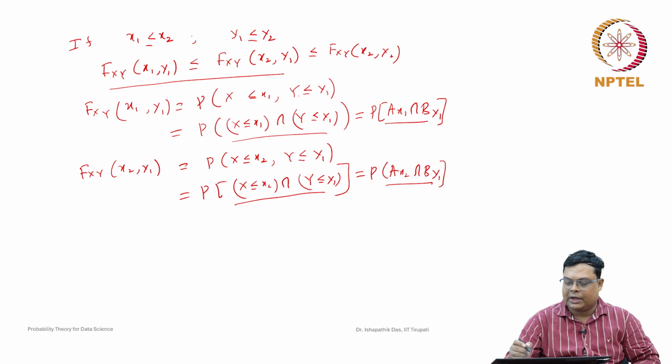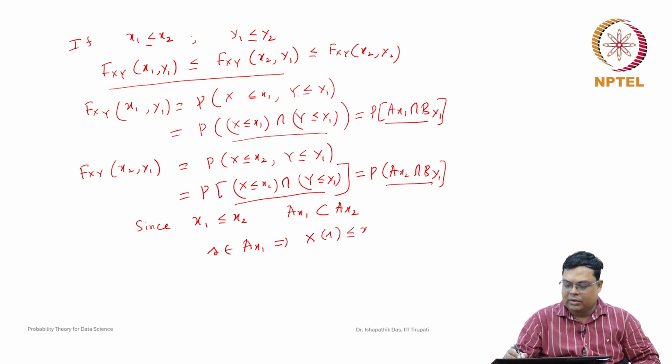Now, what is the relation between these? Since x1 is less than x2, we have already shown that A_x1 will be a subset of A_x2. If they are equal, then the two sets will be equal, but if x1 is strictly less than x2, then any element s that belongs to A_x1 means X(s) is less than or equal to x1, by the definition of A_x1. Since x1 is less than or equal to x2, this implies X(s) is less than or equal to x2, which implies s belongs to A_x2, because this is the definition of A_x2. Hence, A_x1 is a subset of A_x2.